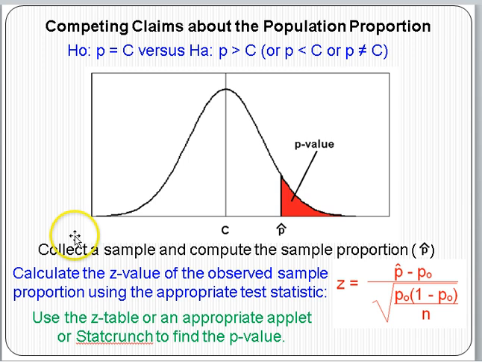As is generally the case, collect a sample, compute the sample proportion, calculate the z-value of that observed sample proportion using the test statistic, which is given here, then use the z-table or an appropriate applet or StatCrunch to find the p-value. And again, the p-value in this case would be the probability of observing a sample proportion of something or something more extreme if the true proportion is c.